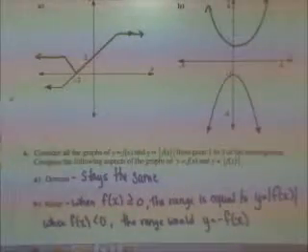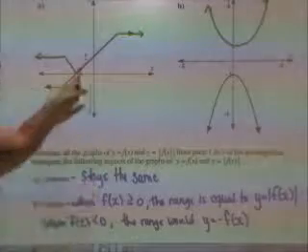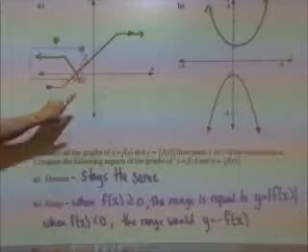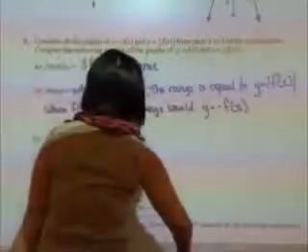X-intercepts. Where does it cross the x-axis? So if I look at my graphs, x-intercept, x-intercept. If I go back to the previous page, x-intercept, x-intercept. So the x-intercepts would be the same. So this would stay the same.